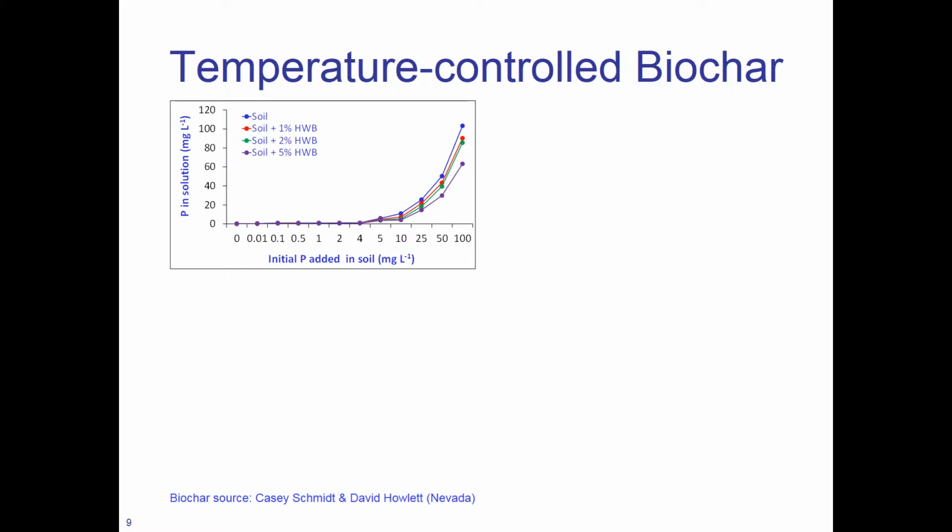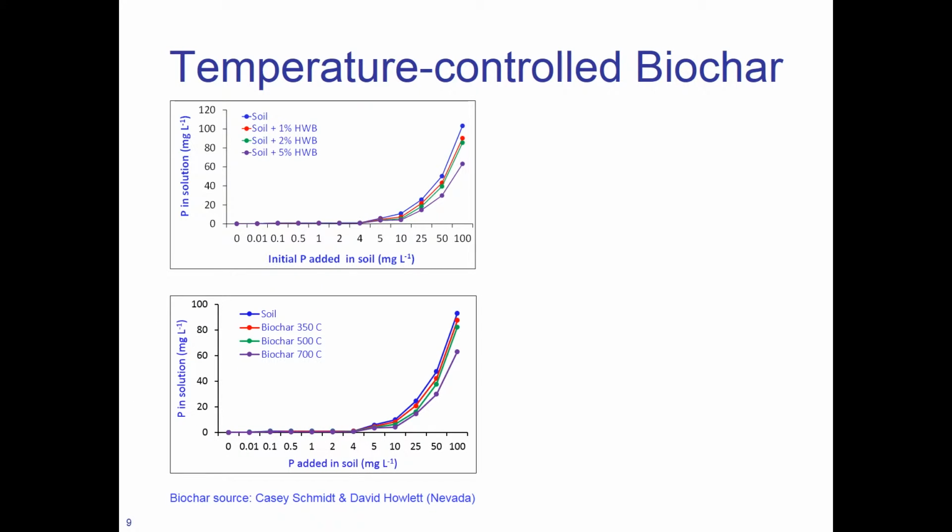Now, biochar can be prepared at various temperatures. One of the claims is that at higher temperatures it will have more P absorbing capacity, and therefore should probably be a preferential, temperature-controlled biochar. But we looked at a different sort of biochar under different conditions of temperature preparation: 350, 500, and 700.